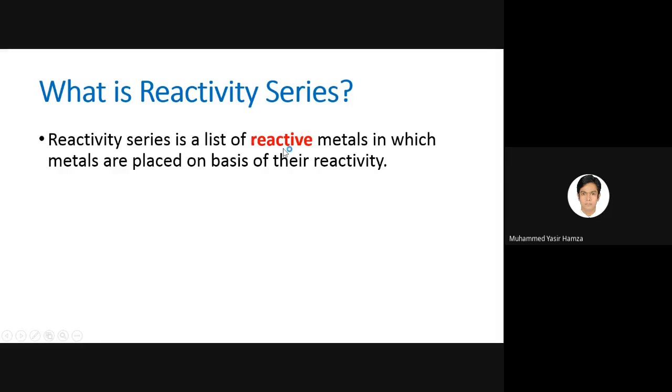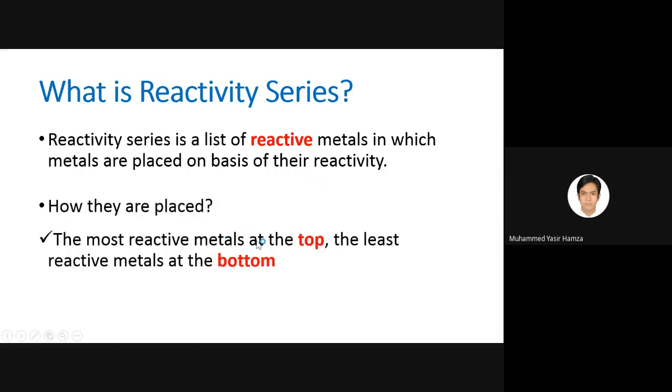What is the reactivity series? The reactivity series is a list of reactive metals in which metals are placed on the basis of their reactivity. How are they placed? The most reactive metals at the top, the least reactive metals at the bottom. So it is very easy to understand that the metals which are very active will take place at the top, and the metals which are not much active will take place at the bottom.